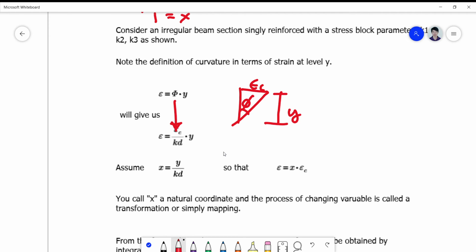Okay, there are a lot of interpretations on curvature, and this is just one of the interpretations. And then we assume now the transformation in which x is equal to y over kd, so that epsilon now becomes, if I take this part here as my x, simply x times epsilon c. So I now make use of a representation converting my strain into the x coordinate. Okay, you call the x coordinate a natural coordinate, and the process of changing the variable is called a transformation or simply mapping.